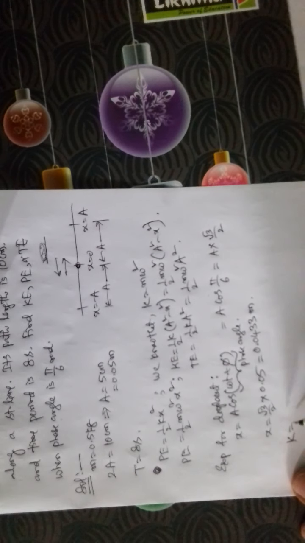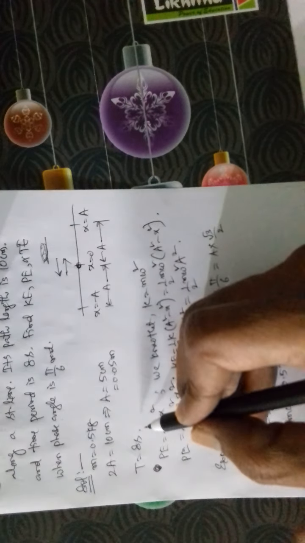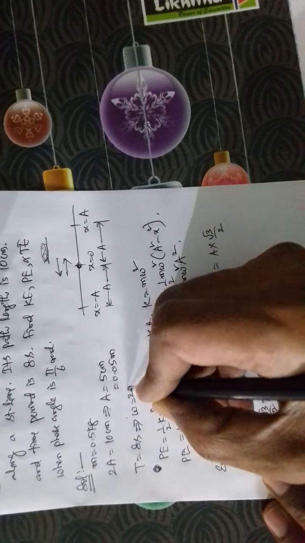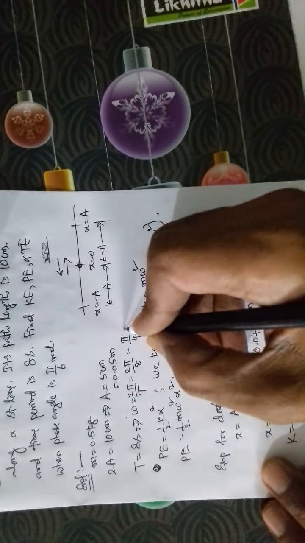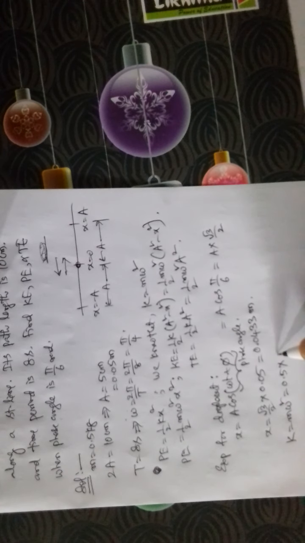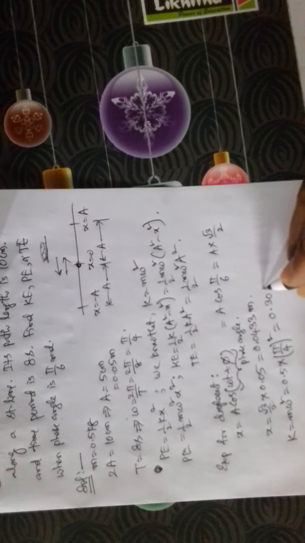So x value came, now we want k value. k is equal to m omega square. Mass is 0.5, omega, so here let us calculate omega. Omega is equal to 2 pi by capital T, 2 pi by 8, pi by 4. So here, pi by 4 whole square, 0.308. So now let us note the data.